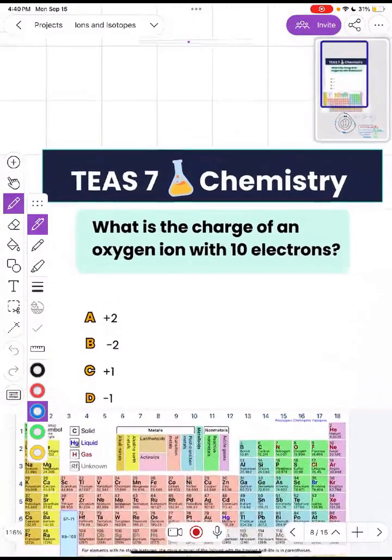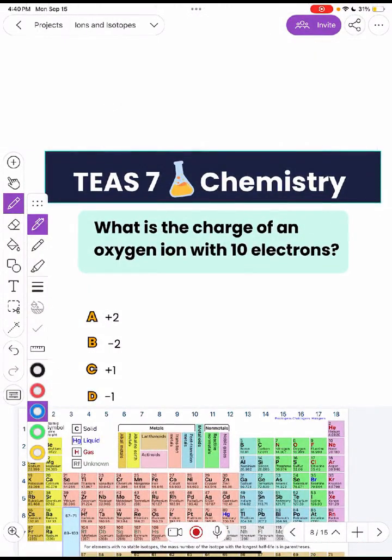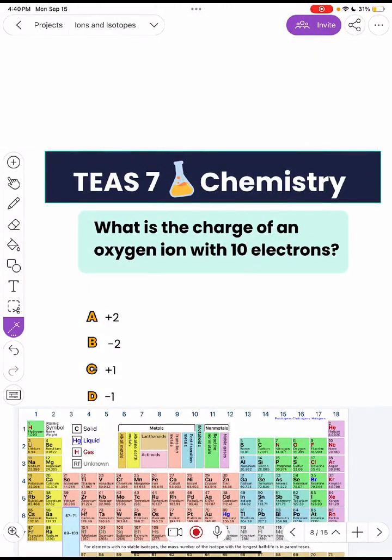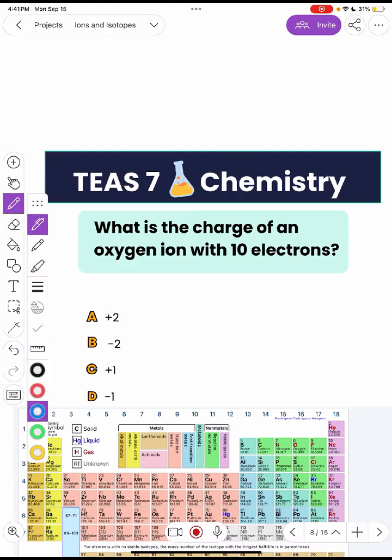Okay. What charge is oxygen if it has 10 electrons? And there's a periodic table there that you can use as we review and practice to hopefully help that internalize a little bit.